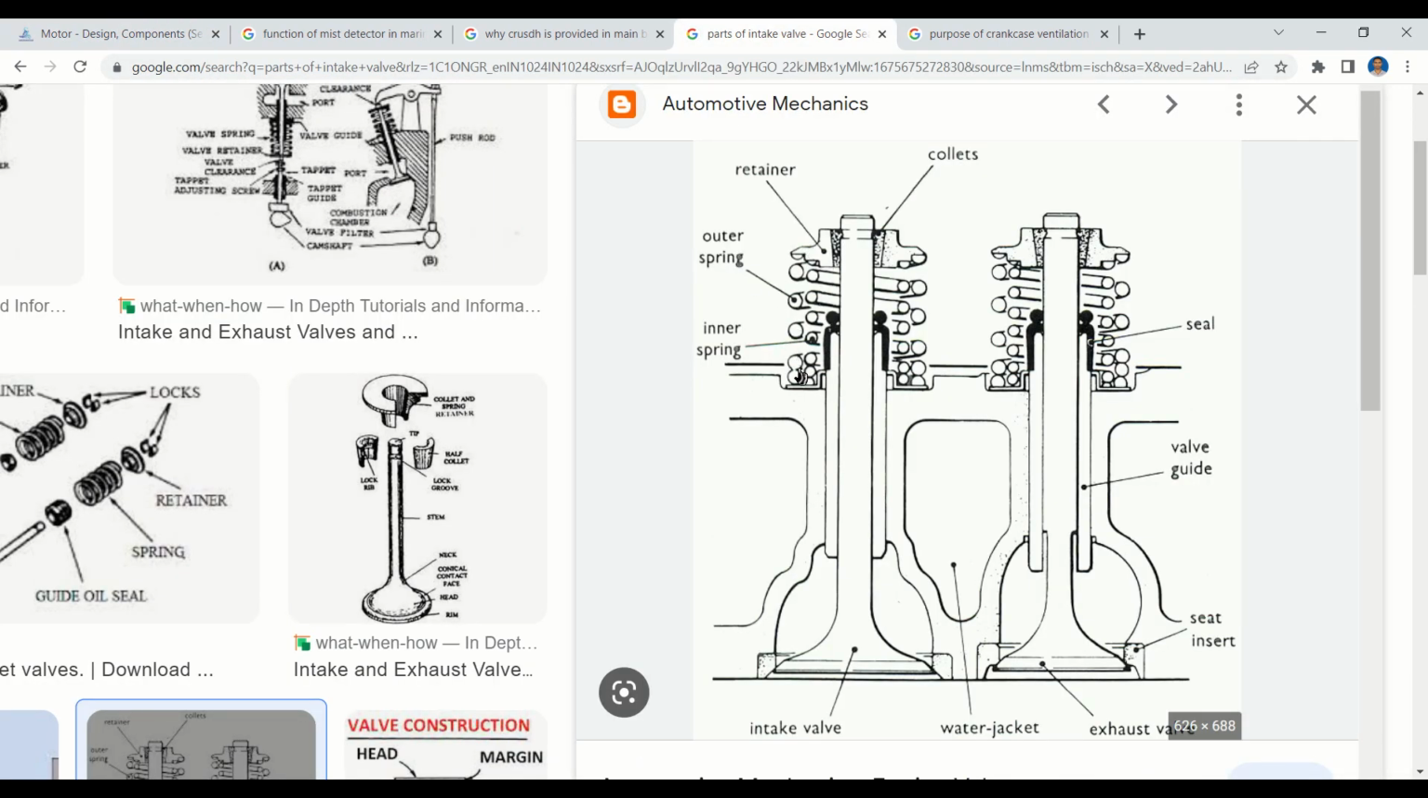These are the parts of the intake valve. Here you can see this is the intake valve stem and the valve seat over here, and there are two springs. One is the inner spring and the other is the outer spring, both arranged in parallel, and there is a retainer which prevents the spring from dislocating, and a collet is also there.